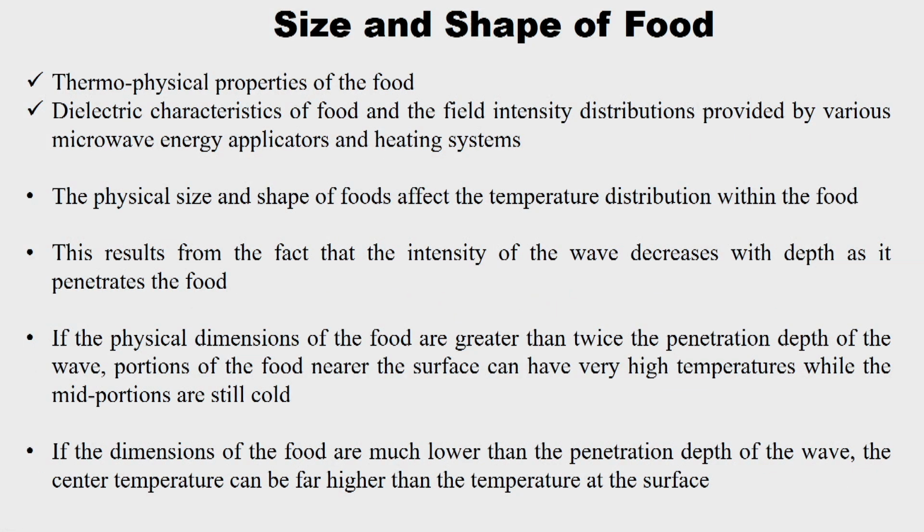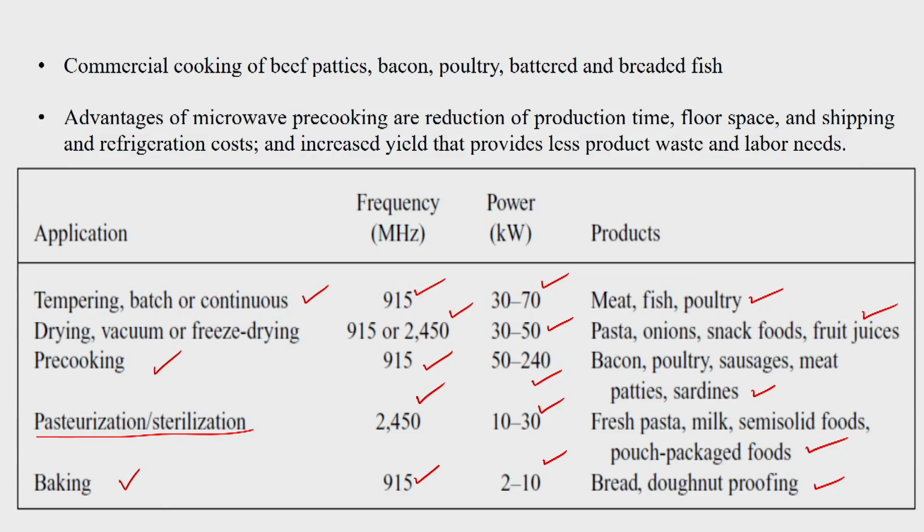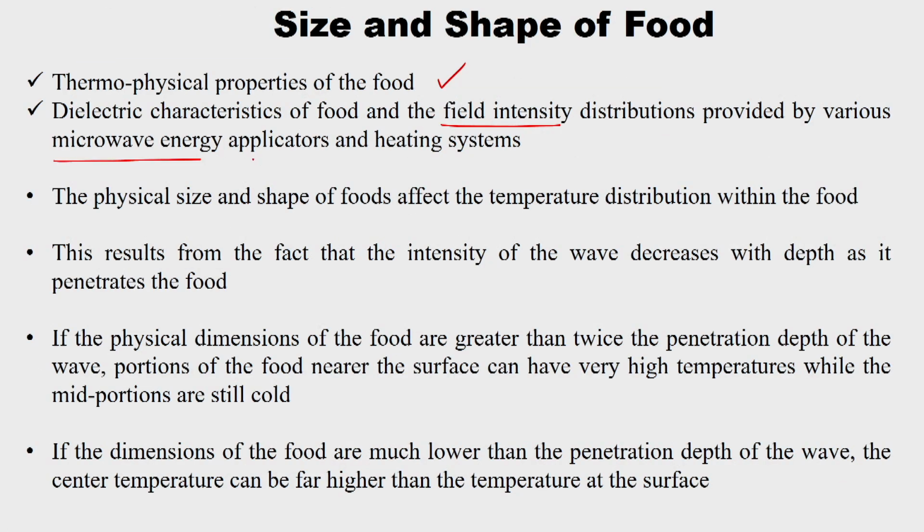And when you apply microwave heating, there are two main properties to be taken care of. One is the thermophysical properties of the food, the other is the applied field intensity, as we have just seen. Here the applied field intensity depends on which frequency range you are using, and also the applicators and the heating system you use. The thermophysical properties of the food are nothing but size and shape.